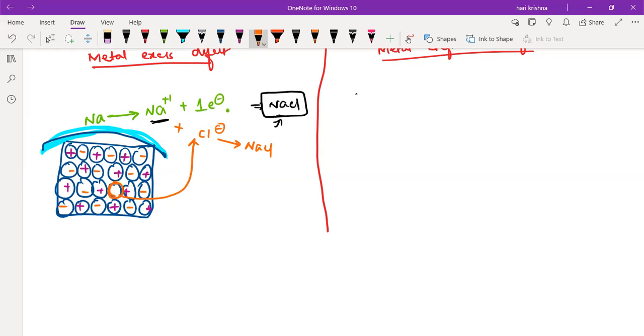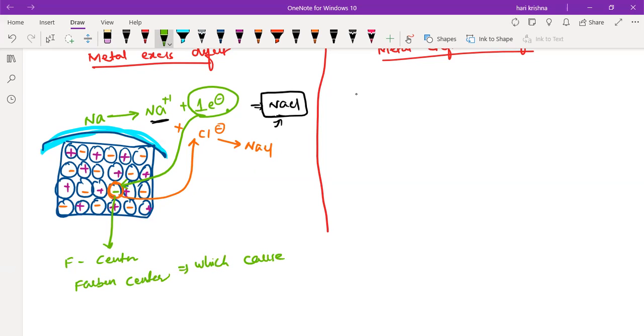Yes or no? Now the empty space is there in the crystal. This empty space is filled with the help of this electron. So whatever electron is there, it will go and occupy this empty space. So this center is called an F-center, or Farbe center, which causes the color in the crystal.